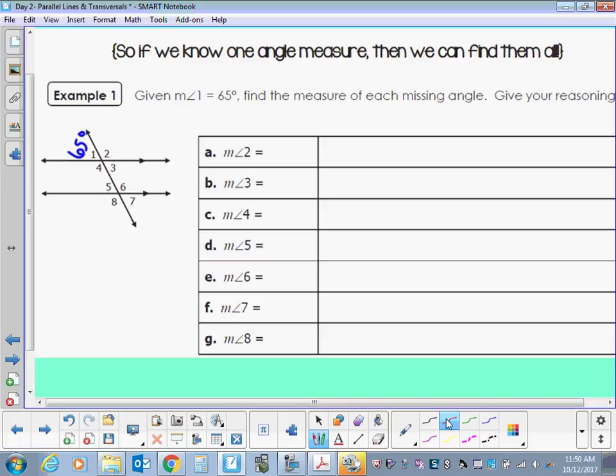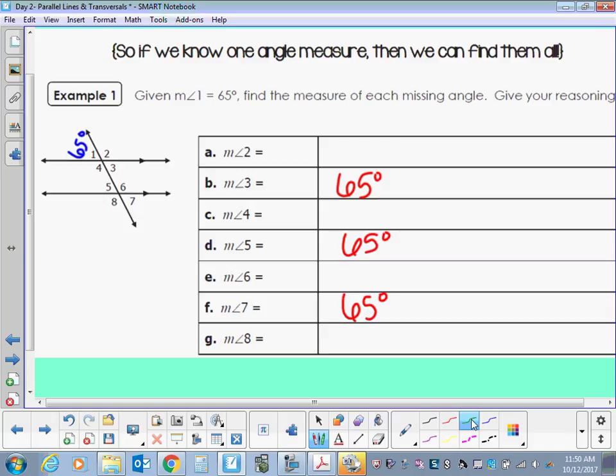All right. Just like Ronaldo said, I like to pick out what is the easiest. If I know that 1 is 65, I look for my vertical angle, which is 3. So 3 is also going to be what? 65 degrees. What's the corresponding angle to number 1? 5. So 5 is going to be 65 degrees. What's the vertical angle to 5? So that's 65 degrees. You see how I'm thinking? I pick out the easy ones first.